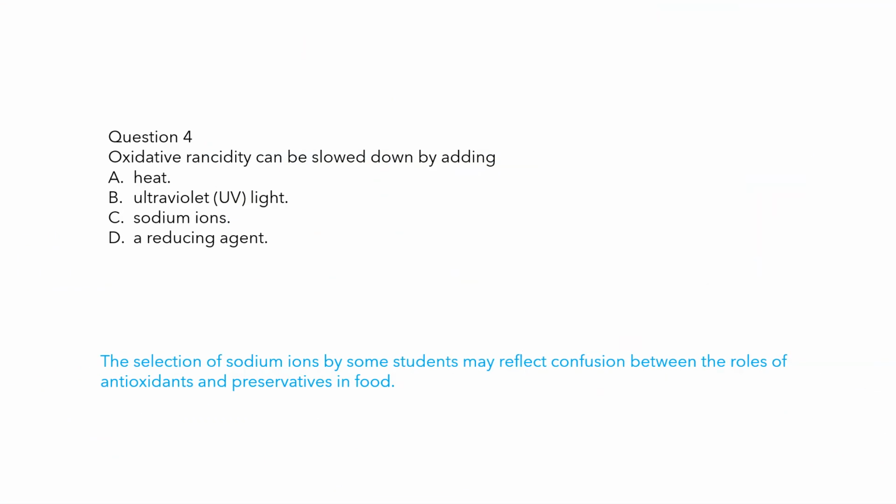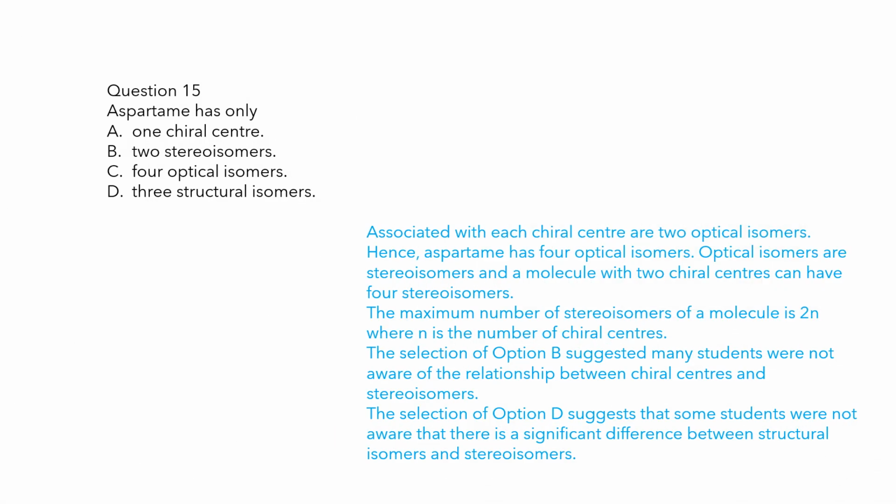Oxidative rancidity is caused by atmospheric oxygen oxidizing unsaturated fatty acids. A reducing agent could slow down oxidative rancidity. Since one chiral carbon produces two optical isomers, the two chiral centers of aspartame produce four.